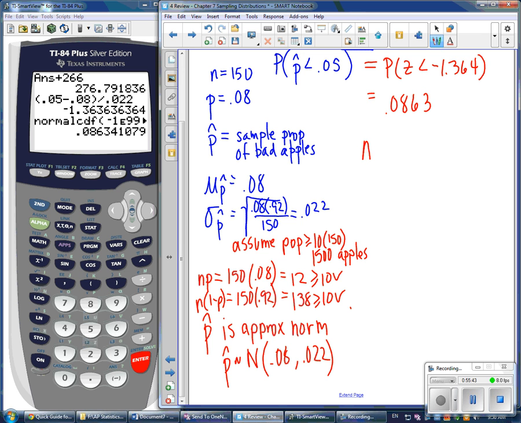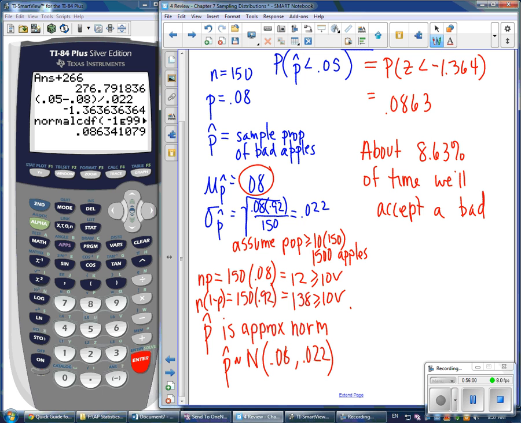So about 8.63% of the time, we'll accept a bad shipment. Because remember, our true proportion of bad apples is 8%, which is above the rejection amount. But we're looking for the likelihood that our sample result is less than 5%, which means that I would accept it. So about 8.63% of the time, we'll accept a bad shipment of apples.